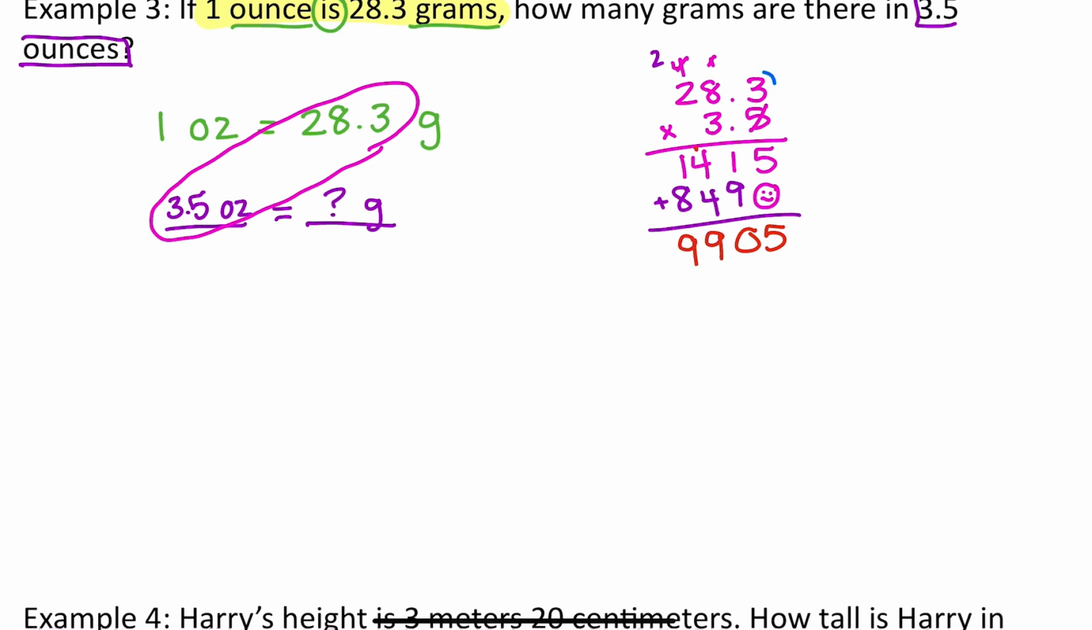Don't forget to circle the numbers behind your decimals. So that's 2 hops, which is 99.05. And if we divide by 1, nothing changes. So my answer is 99.05 grams.